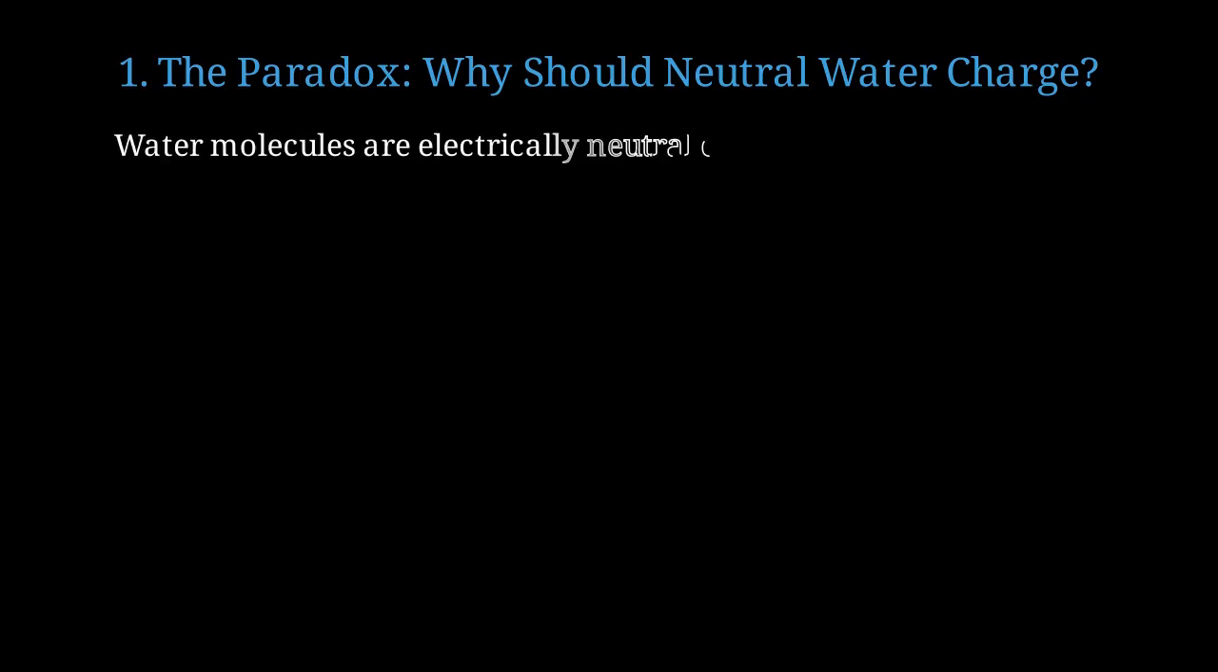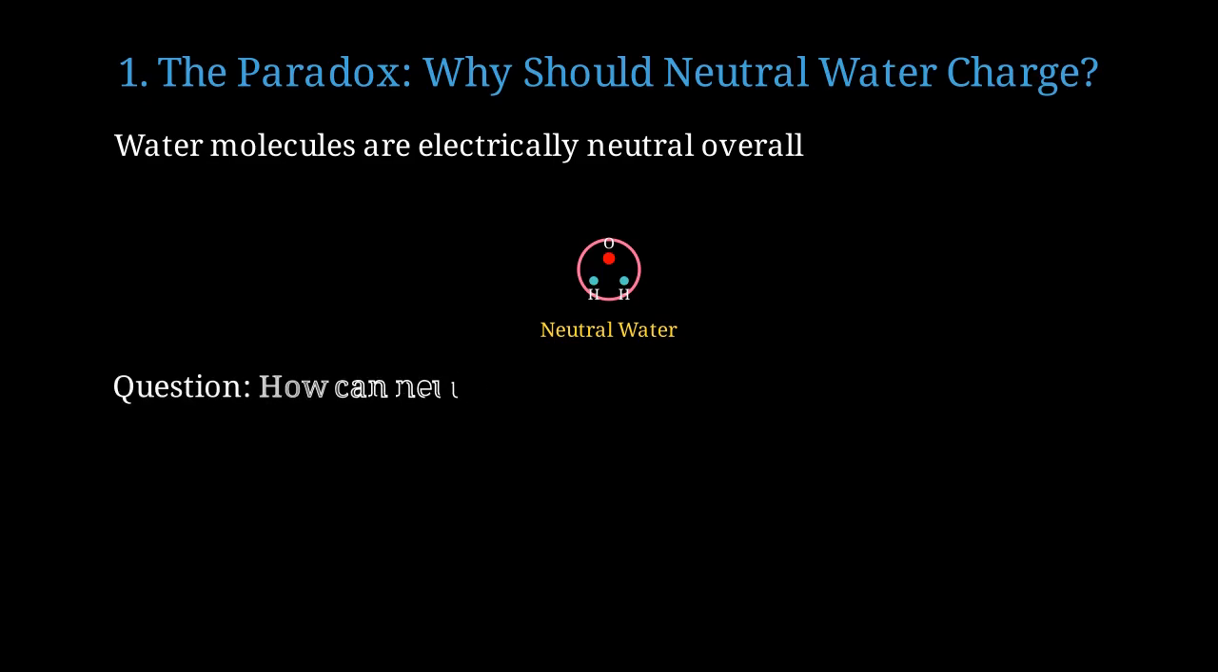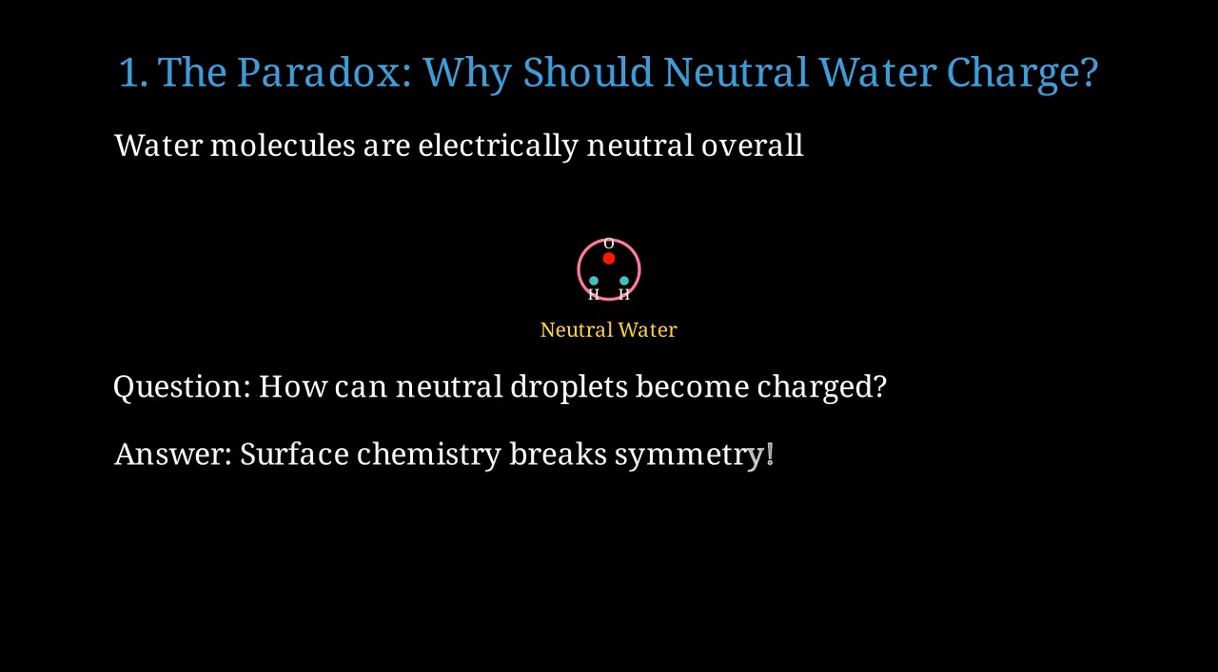Water molecules have no net electric charge. They're electrically neutral, with equal positive and negative charges. Here's a water molecule. One oxygen atom bonded to two hydrogen atoms with no net charge. So here's the question. If water is neutral, how can pure water droplets spontaneously develop electric charges? The answer lies in surface chemistry. When we create tiny droplets, the surface breaks the normal symmetry of water.